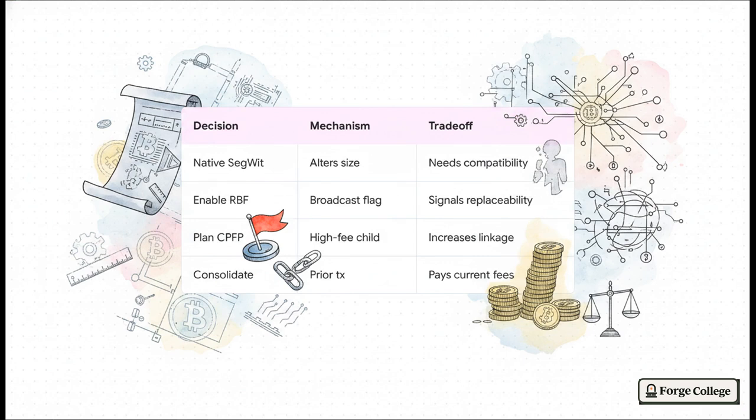What about consolidating inputs? Sure, it might save you massive headaches and future fees down the road, but you gotta pay the toll today and you permanently link your UTXOs together on the public ledger. You really have to weigh these options and pick your poison carefully before you execute.